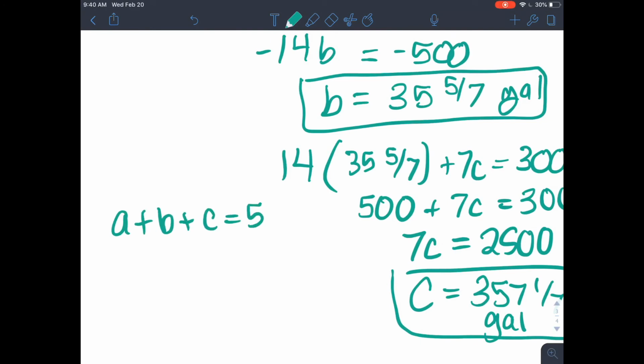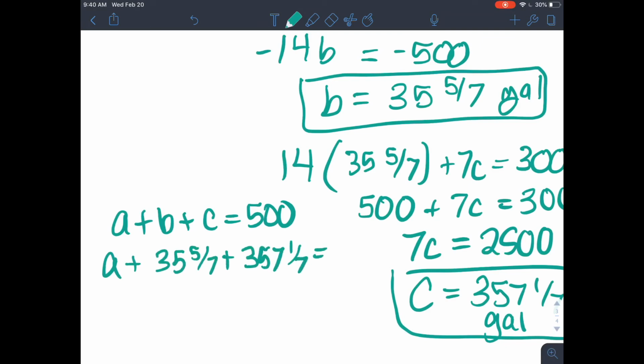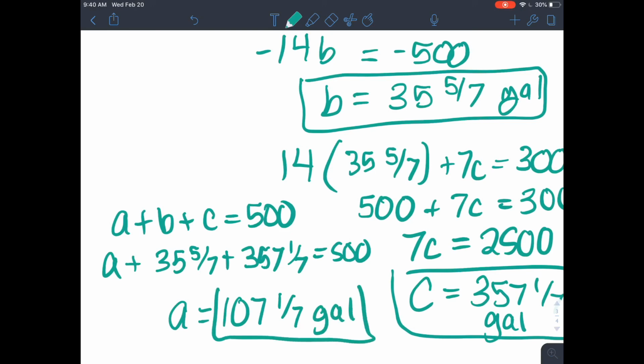And then go back to one of your original equations. I'm just using the one that was A plus B plus C equals 500. So if you subtract our amounts of paints B and C from 500, the amount of $3 paint that we're going to use is just going to be 107 1/7 gallons.